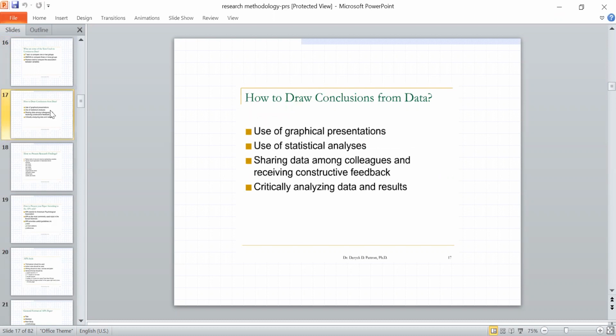How to draw conclusions from data is through graphical presentation. People are very fond of it, because abroad, where we collaborate with various countries, they tell us, Madam, why don't you go for graphical presentation? People are very fond of it in Nature journals and such. They want only graphical abstracts. They don't want this type of theory. Use of statistical analysis, sharing data among colleagues and receiving feedback, you can go like that also. Critically analyzing data and results. This is the data collection. If you want to go for case studies you can use that, or a database also.